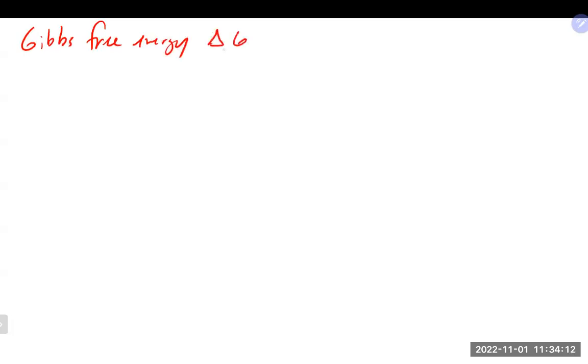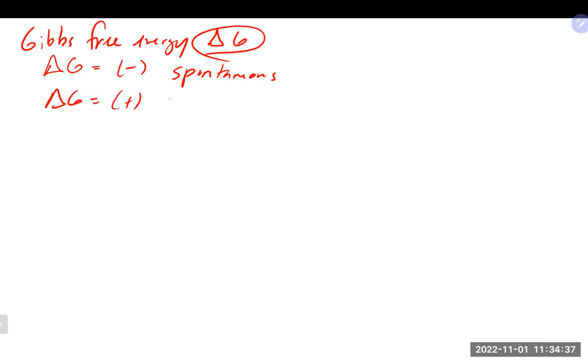Which is delta G. And again, it is much like the name implies, basically energy available to do some type of work. We actually can use Gibbs free energy to help us determine if a reaction is going to be spontaneous. So if the delta G is a negative value, then the reaction will be spontaneous. If the delta G is a positive value, then it will be non-spontaneous.